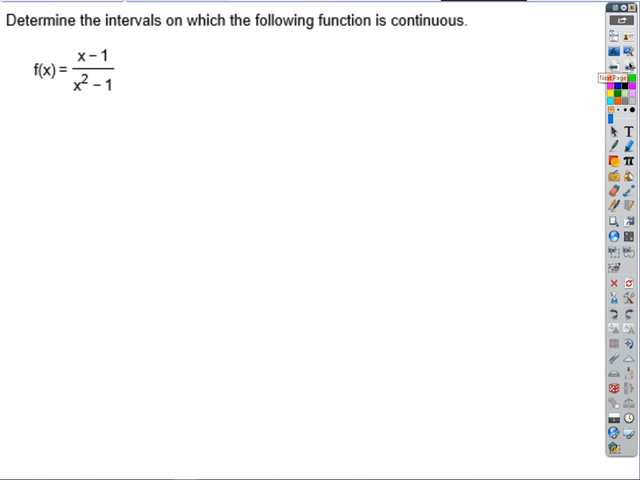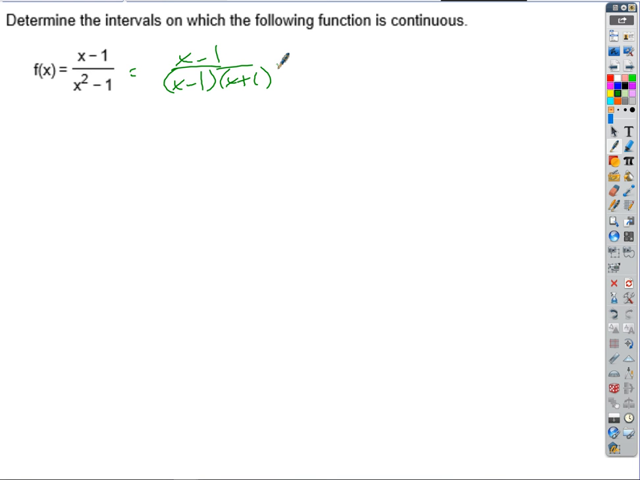Yep. Okay, what about this? Determine the intervals on which the following function is continuous. This is a pretty easy one too. It's continuous where it's not discontinuous. How are we going to know where it's discontinuous? We would factor, wouldn't we? So we set this equal to x minus 1 over x minus 1 times x plus 1. Where is it discontinuous? At minus 1 or 1, right? It can't be defined at any zero of the denominator.